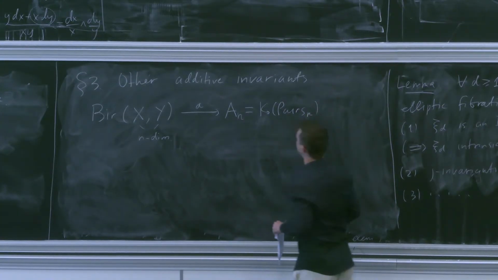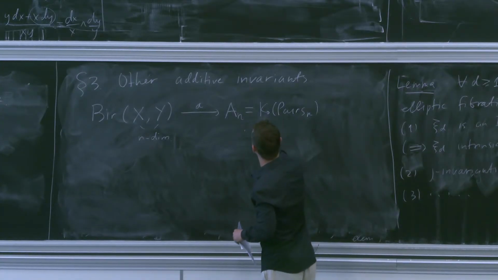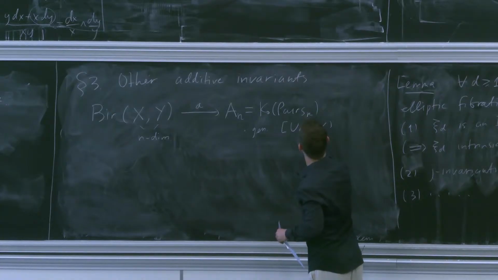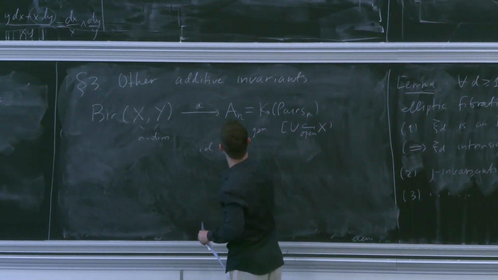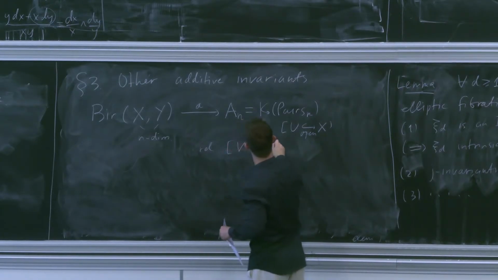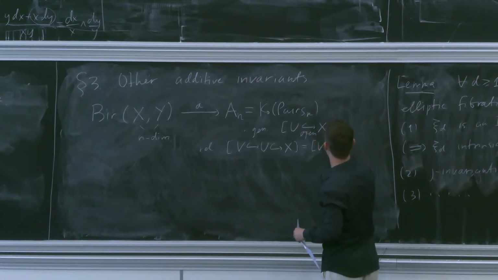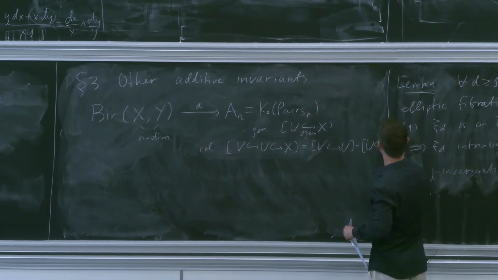So K0 of n-dimensional pairs, it's generators and relations as usual. Generators are open embeddings, and relations are compositions. So if you look at V into U into X, we send V into U plus U into X.